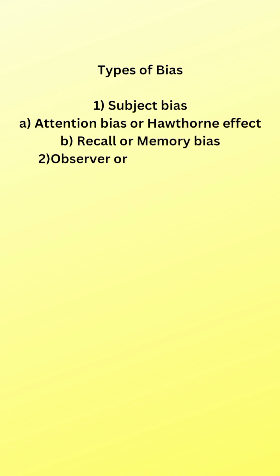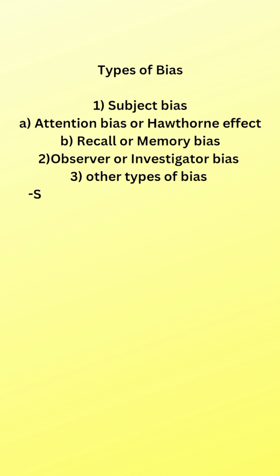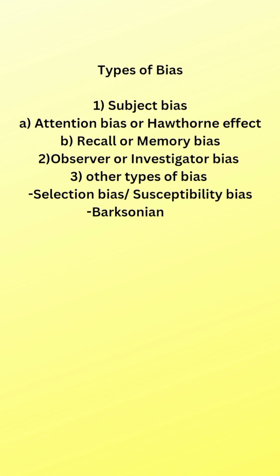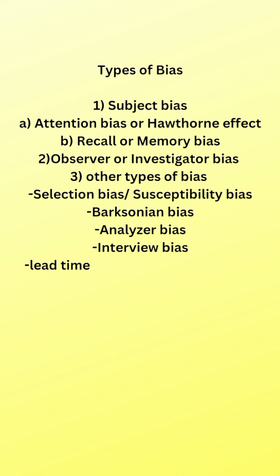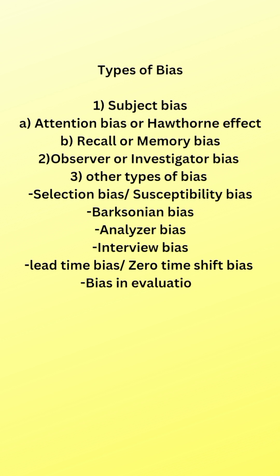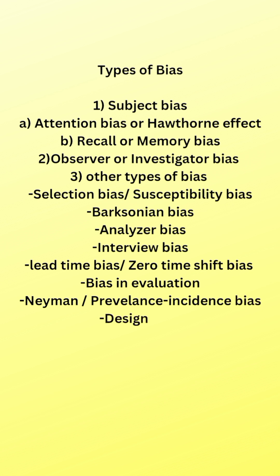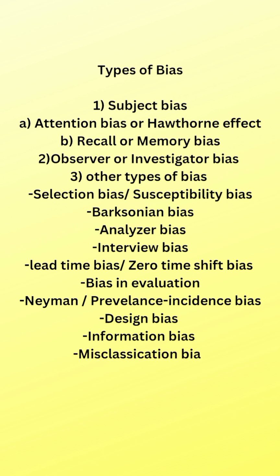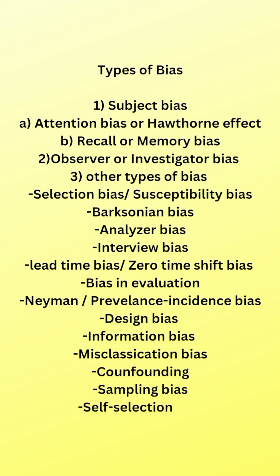Types of bias. It is further categorized into three major categories. Number one is subject bias, which is further divided into two, that is, attention bias and recall bias. Number two is observer or investigator bias, and number three is other types of bias, which includes selection bias, susceptibility bias, Berksonian bias, analyzer bias, interviewer bias, lead time bias or zero time shift bias, bias in evaluation, name bias, prevalence incidence bias, design bias, information bias, misclassification bias, confounding, sampling bias, self selection bias.